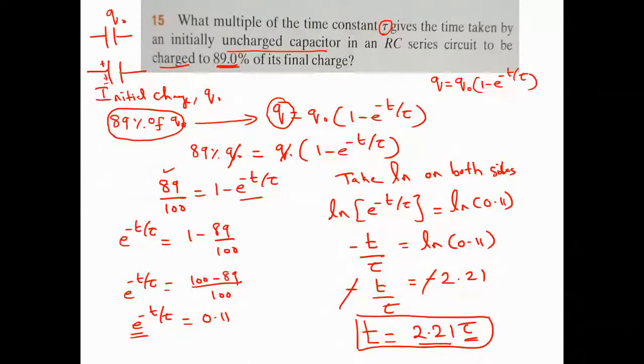You have positive charge here, and negative charge there. So some charge, 89% of the Q naught, is stored. That's what I just said. Initial charge is Q naught. My final charge is nothing but 89% of Q naught. Clear?